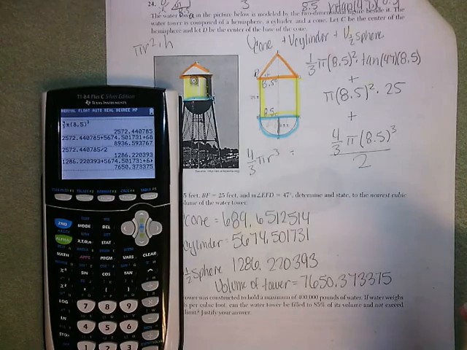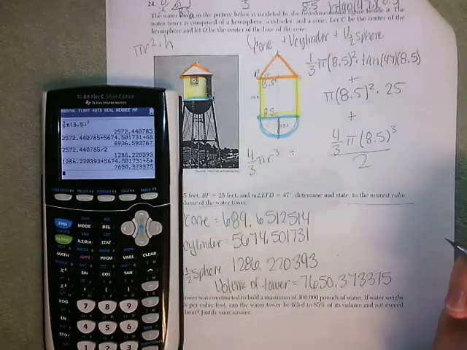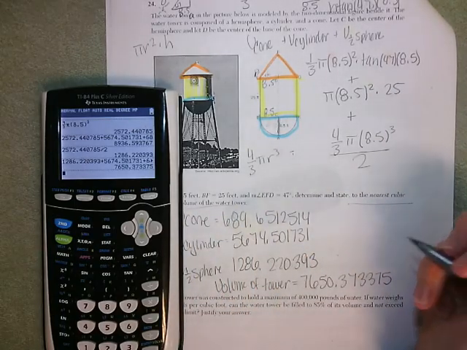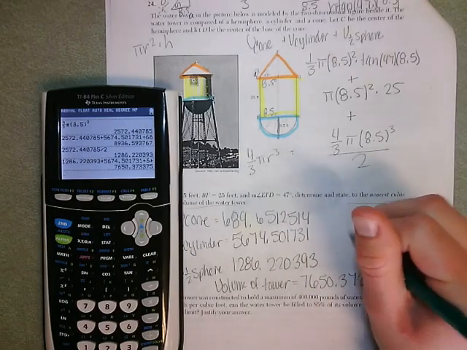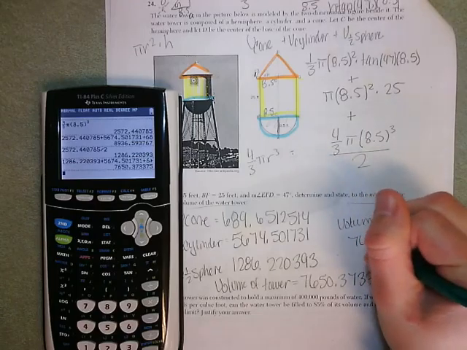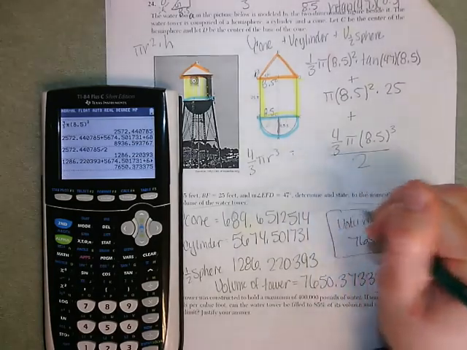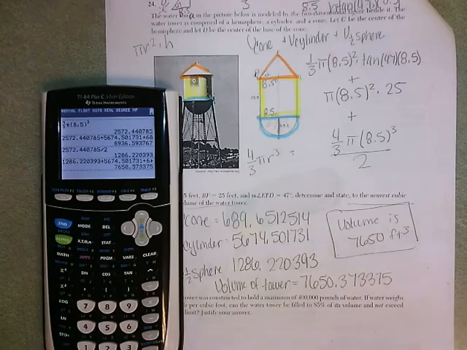Okay, so to the nearest cubic foot, the volume is 7650 feet cubed. Okay, so we're not done with that question, unfortunately.